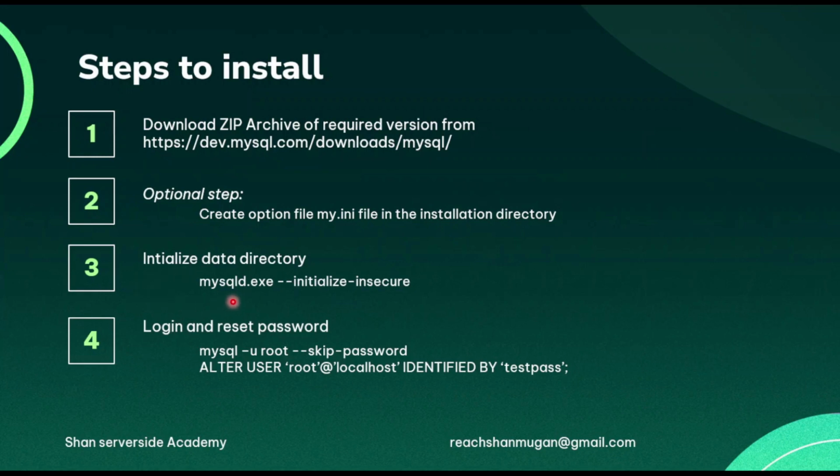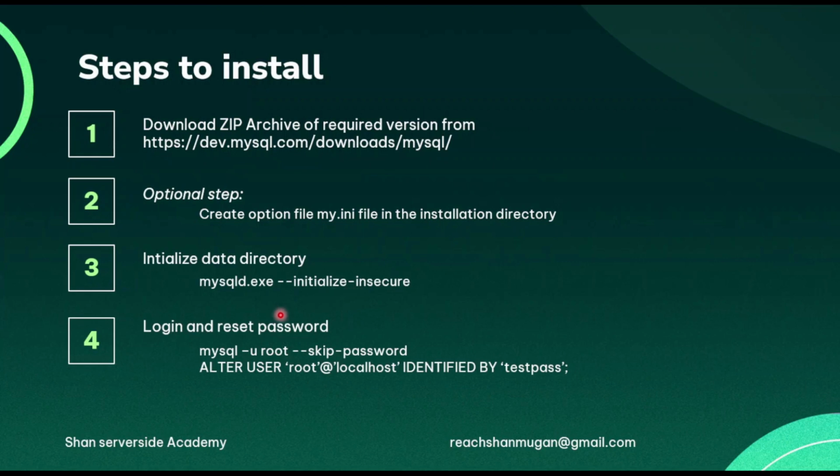The third step is to initialize the data directory using the command mysqld --initialize --insecure. In this step, MySQL creates the data directory and creates the initial schema and tables. We are using --initialize --insecure, so MySQL creates a root user with no password. We can also use the command --initialize. In that case, it creates a random password for the root user account. It also prints that random password in the console, which we need to note down to log in to the root user account for the first time.